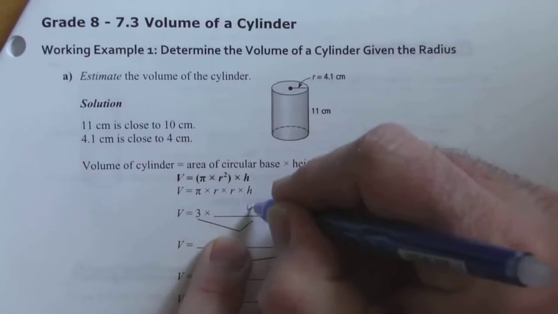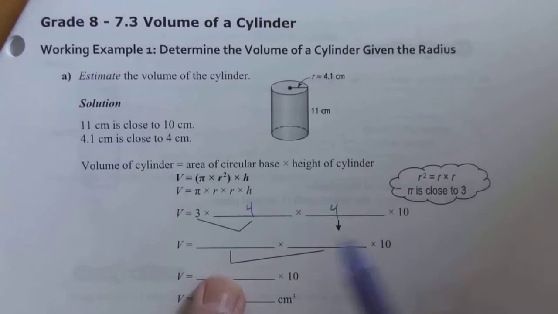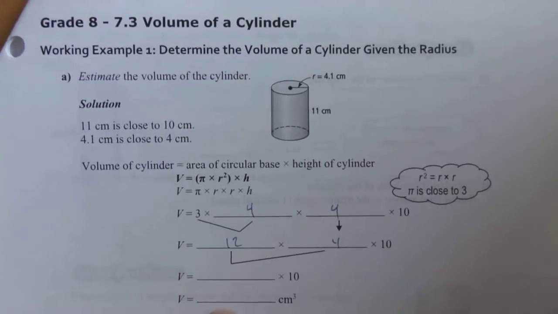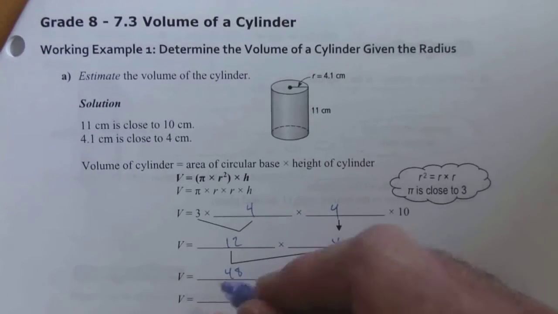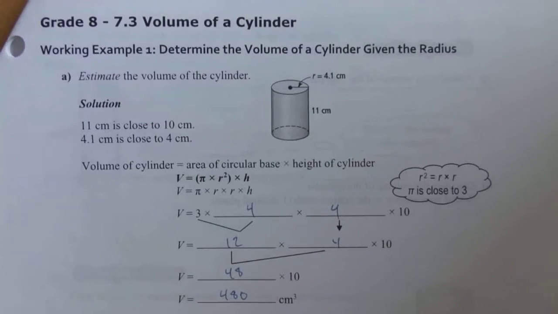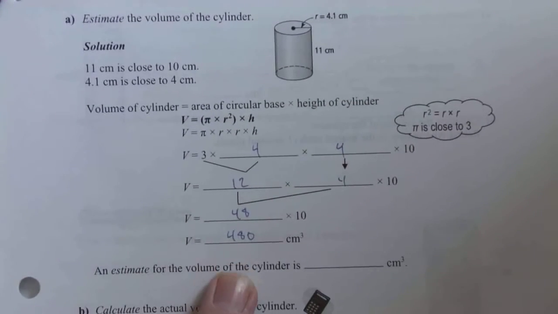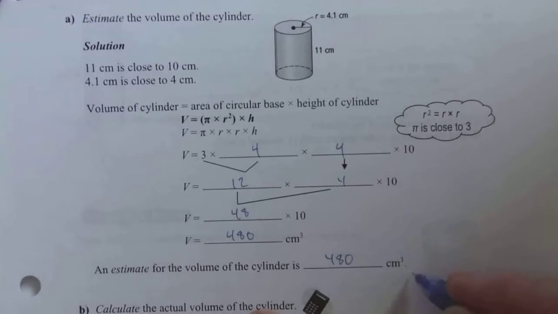Radius, we said we were going to estimate using 4. And then the height is 10. So 3 times 4 is 12, times 4 times 10. 12 times 4 is 48, and then bring down the 10, and so then our estimate is 480 centimeters cubed. That's our estimated volume. So estimated volume for the cylinder is 480 centimeters cubed.